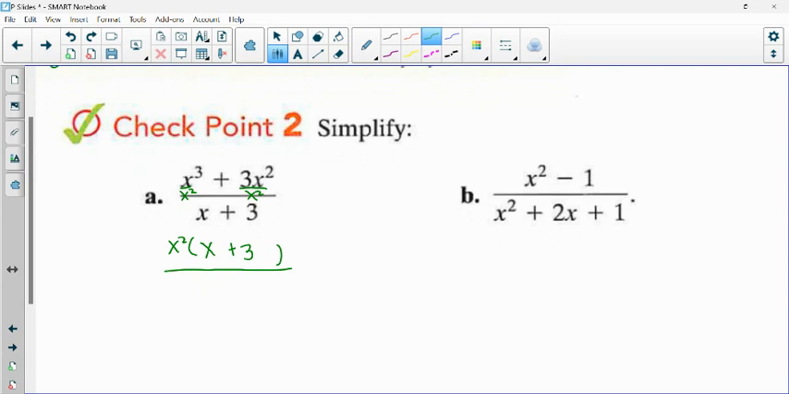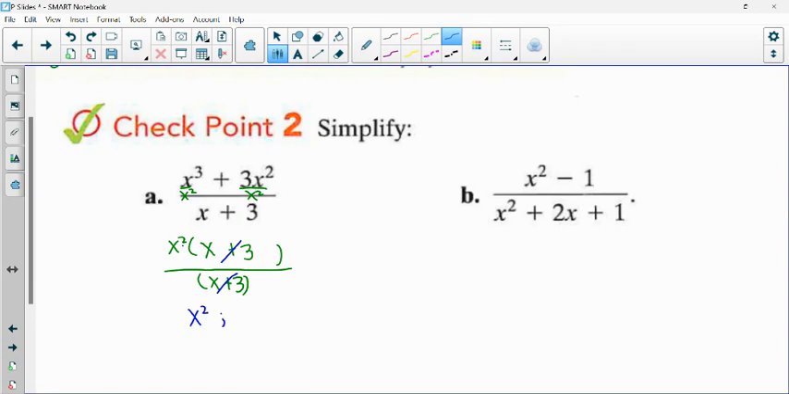Can I factor x plus 3? No. So I'm going to leave that in parentheses. I'm just going to put it in parentheses to note that I tried to factor and I can't. And now we have multiplication right here, so we can cancel any like factors. So what factors are going to cancel out? X plus 3's will cancel. X plus 3 on the top, x plus 3 on the bottom. So we are left with x squared as our simplified answer.